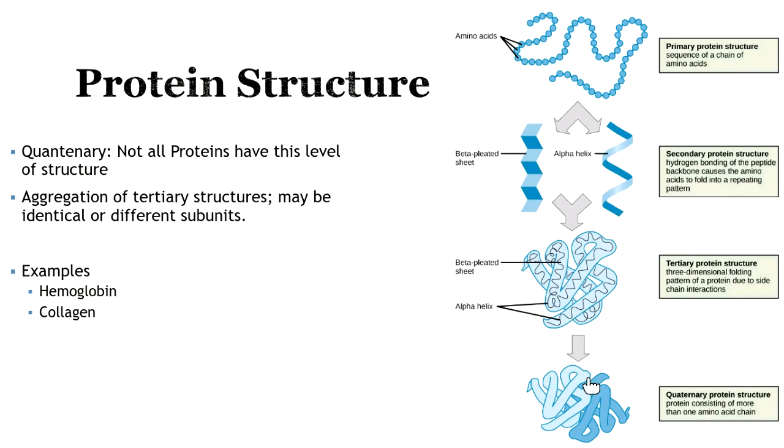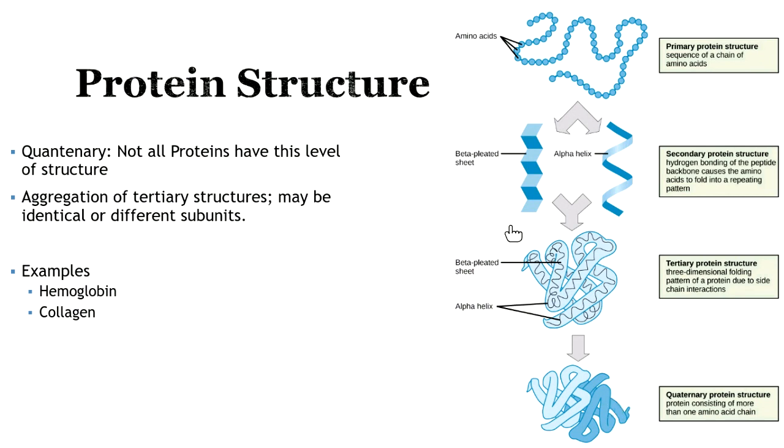And then finally, some reach the level called quaternary. As I mentioned, not all proteins go to this level. This is a combination of various tertiary structures coming together. Examples are hemoglobin or collagen. So we have individual protein subunits that are coming together to make the quaternary.